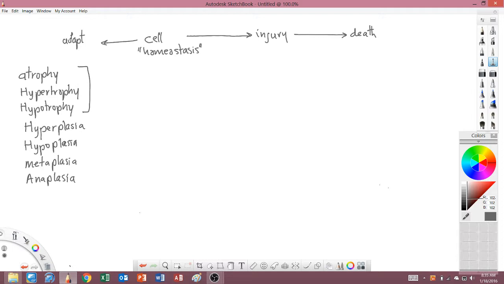Not in terms of numbers. Okay? So hypertrophy would mean increase in size and metabolic activity. Hypertrophy is in between, so atrophy is worst case scenario. So in atrophy, cells will shrink in size and their metabolic activity will decrease.